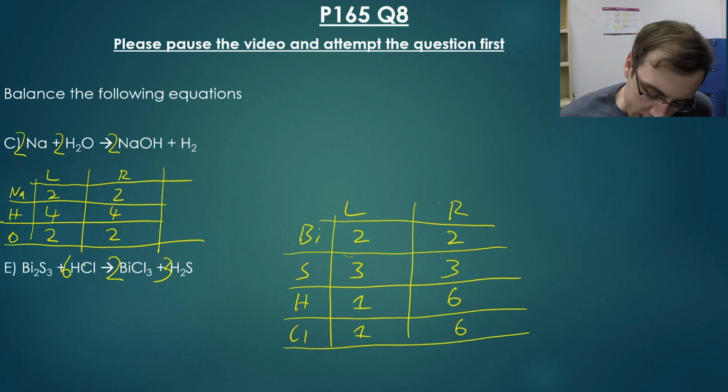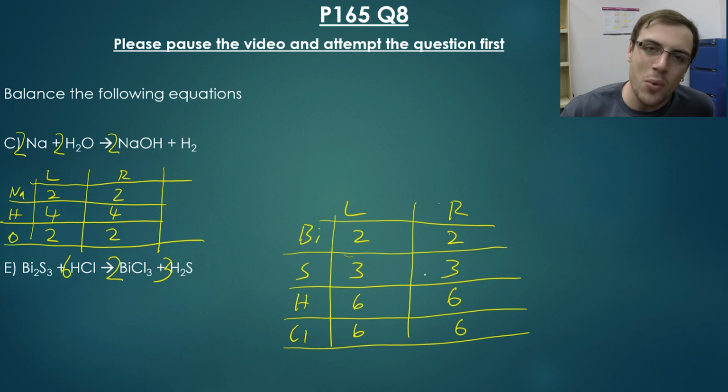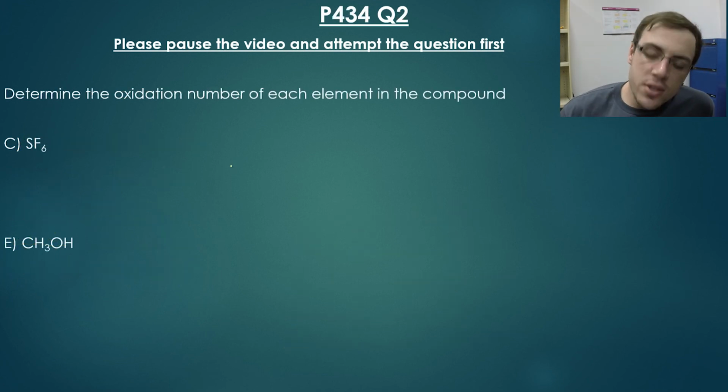So now we check our answer. So we have 2 berylliums, 3 sulfurs, 3 sulfurs, 6 hydrogens, 6 chloride, 6 chloride. And that is our balanced equation. Now we're going to move on to question 2 of page 434.